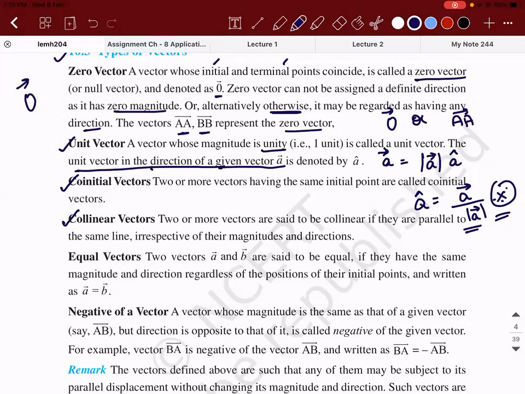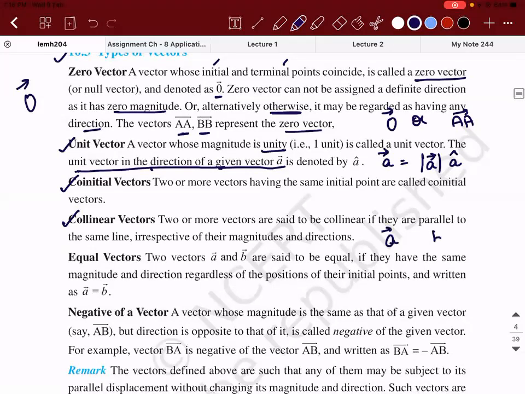So if two vectors, need not be two vectors. Two or more vectors are said to be collinear if they are parallel to the same line, irrespective of their magnitude and direction. So generally, parallel vectors are also called collinear vectors. Okay. So listen to this. The condition for collinear vectors is that A bar and B bar can be said to be collinear if A vector is equal to lambda times B vector, where lambda is some scalar quantity.